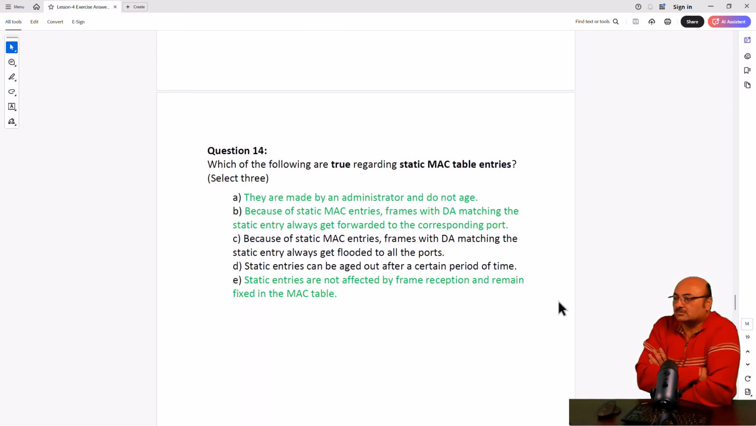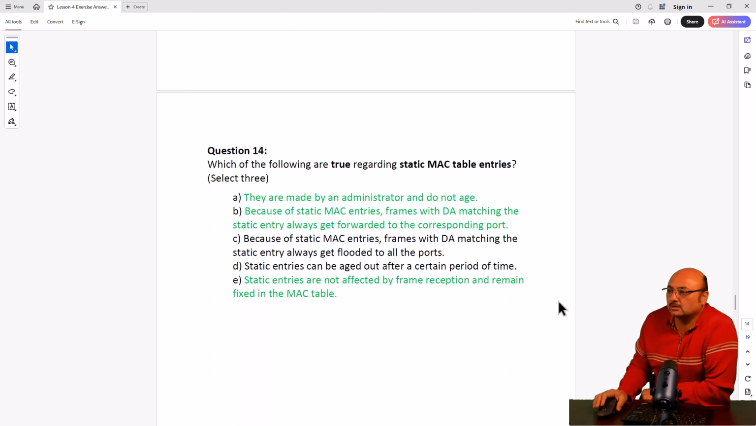And option C, which says that because of static MAC entries, for a frame with destination matching, flooding doesn't happen. And option D, static entries can be aged out after a certain period of time, is also incorrect. So the correct answers are A, B and E.